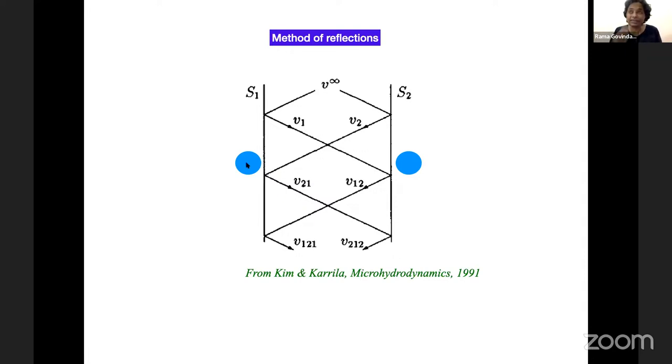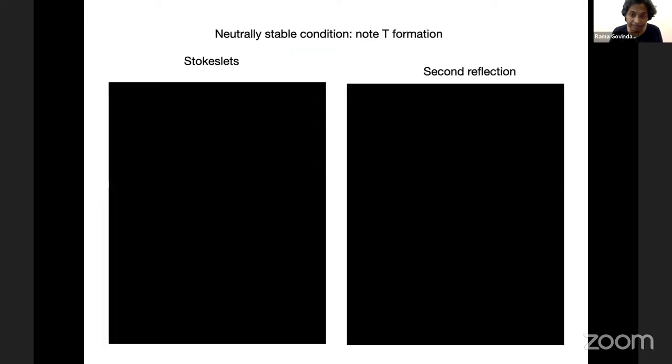The first reflection is correct up to order a squared a^4 by d, order 1 over d to the power 4, the separation to the power 4, and this is correct to 1 over d to the power 7. So we're actually getting rather good as we increase the level of reflection.